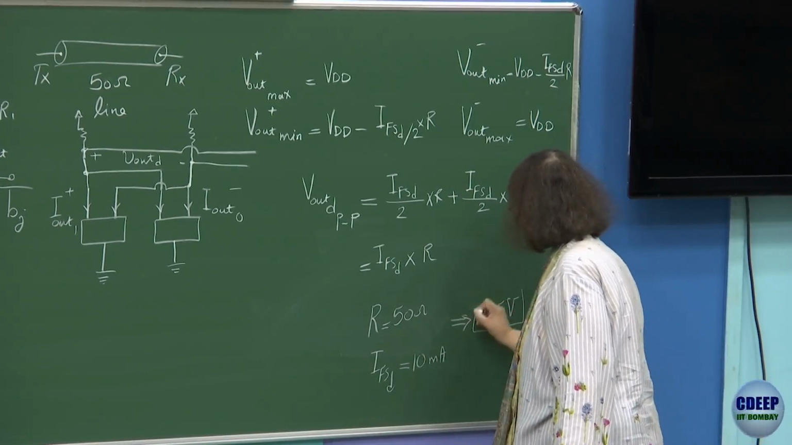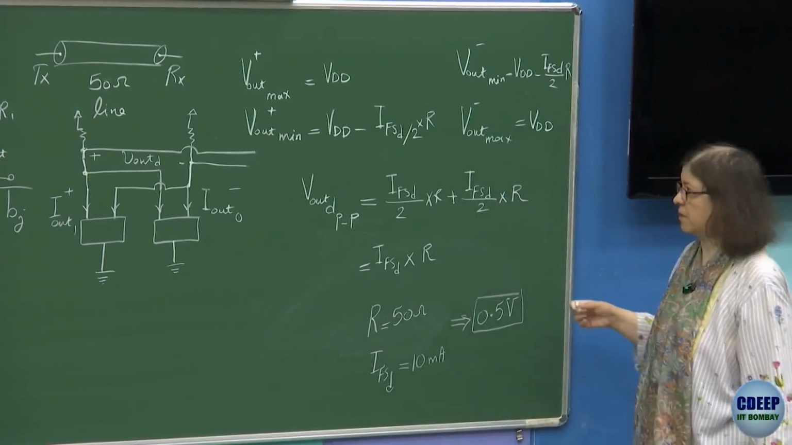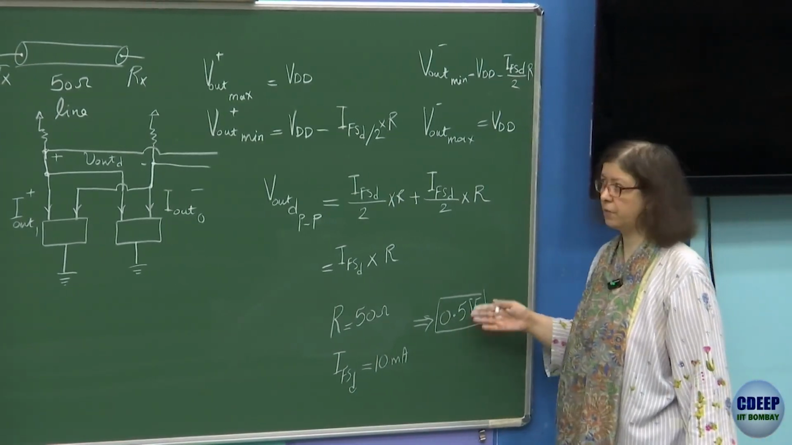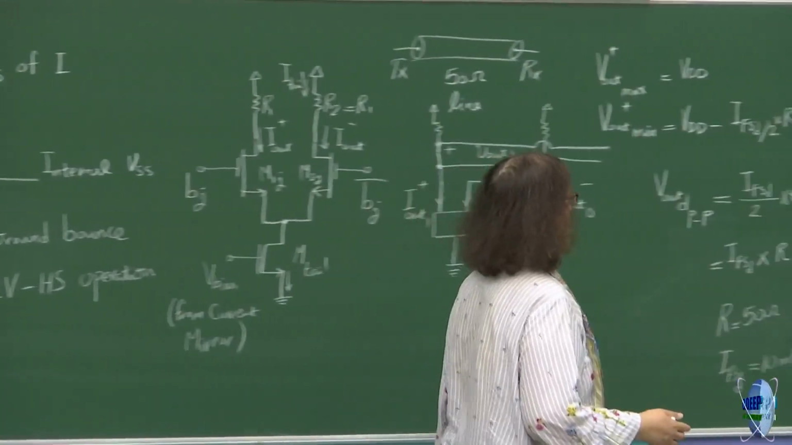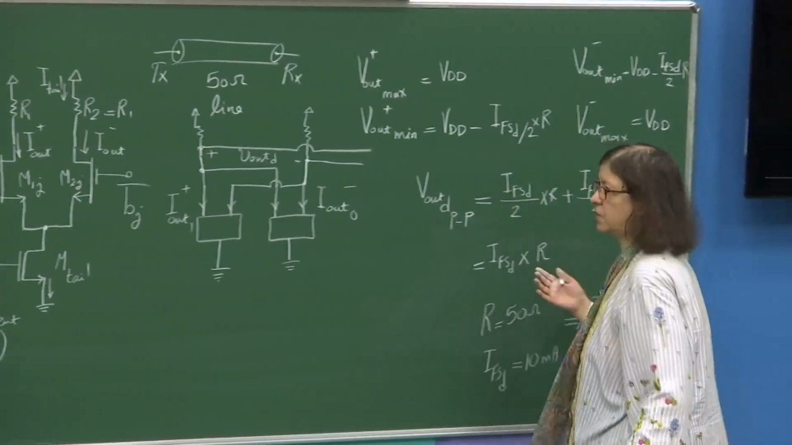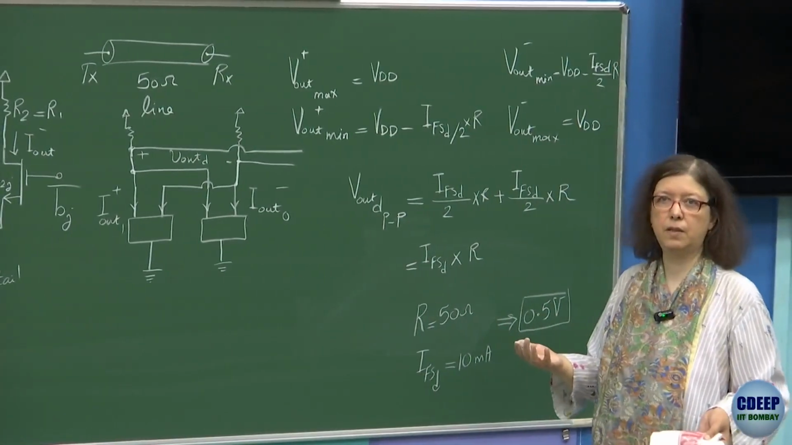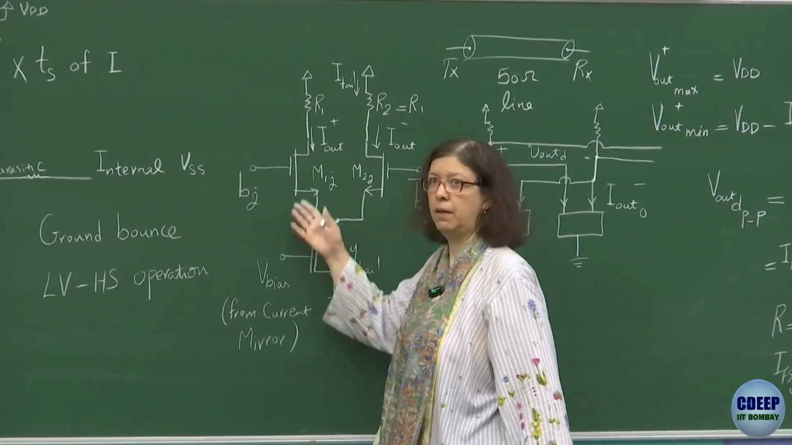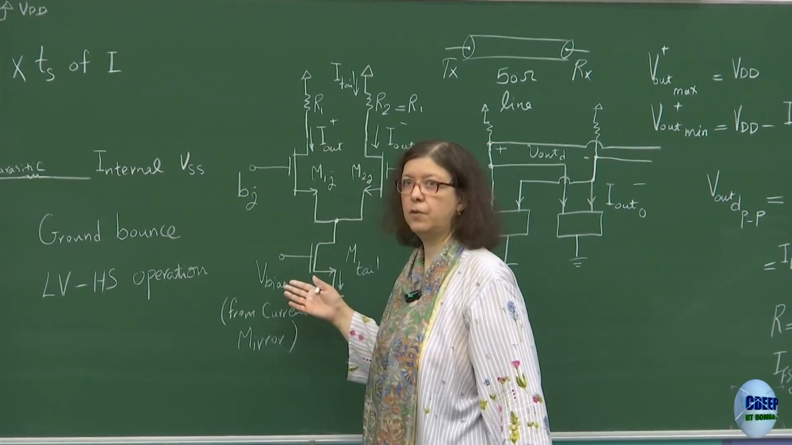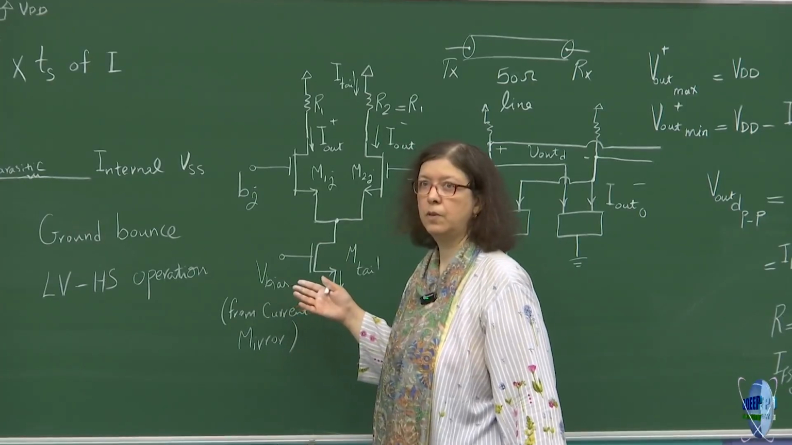So that is what you have. That means if we have a supply of 1 volt, we have only 500 millivolt for the rest of the circuit. See, I just called it I full scale D upon 2 because in differential you always get the double swing. Otherwise, that is actually the same I tail, the corresponding current which flows.